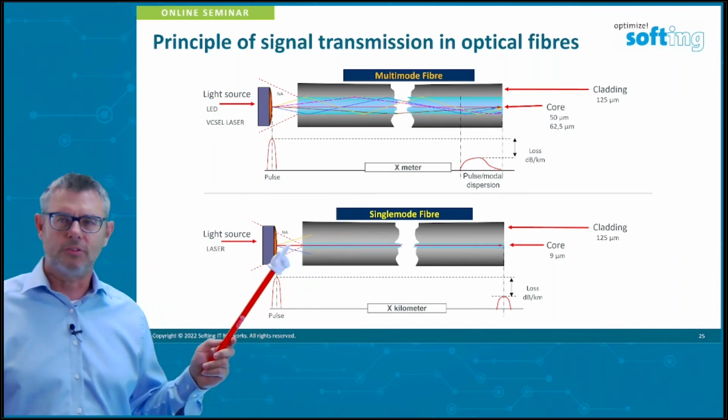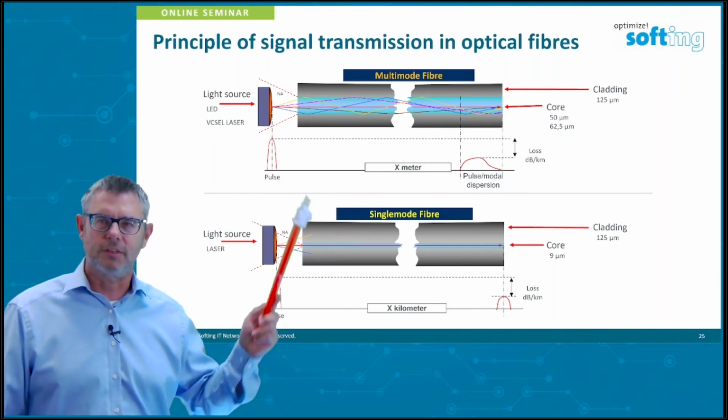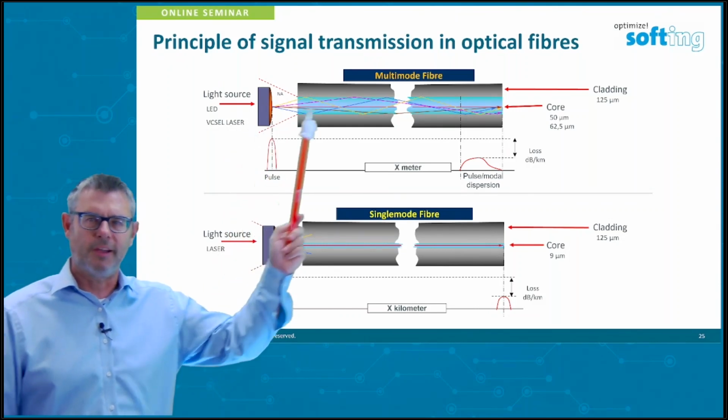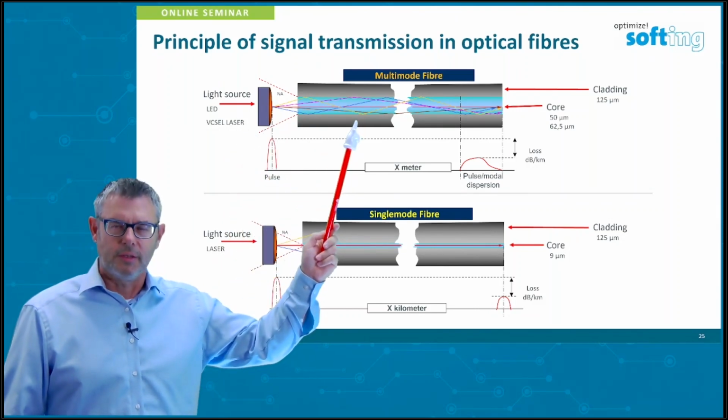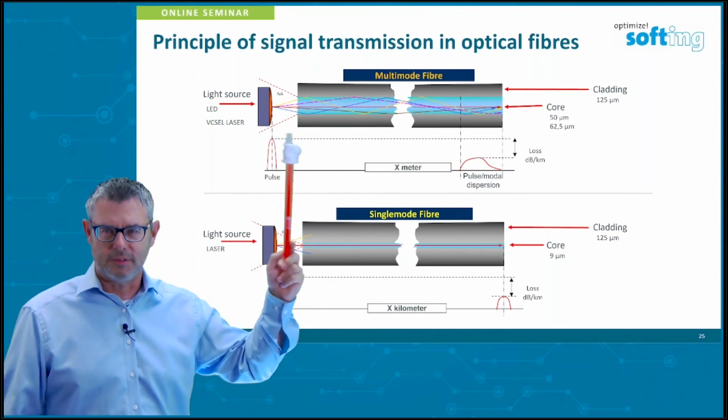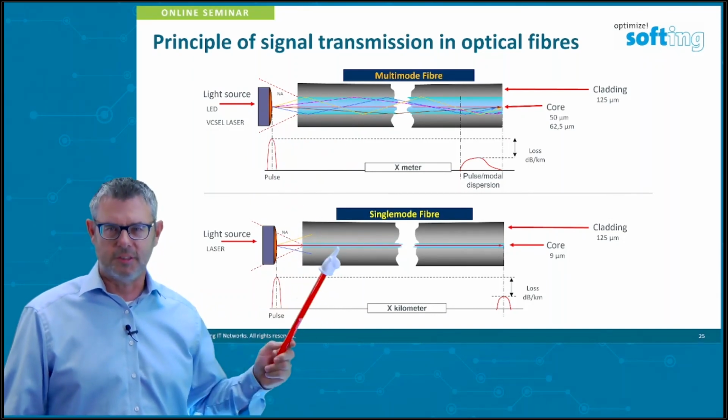Why not use only single mode fiber? Because the active system combined with the passive cabling is cheaper for multi-mode than for a single mode system.